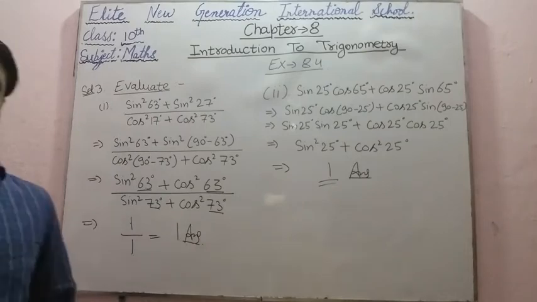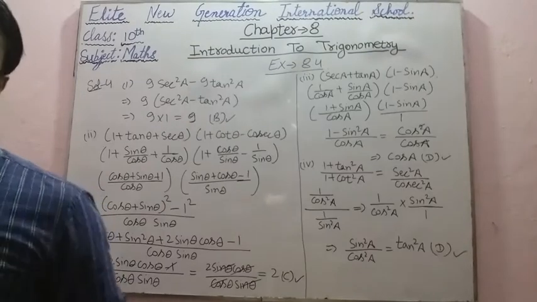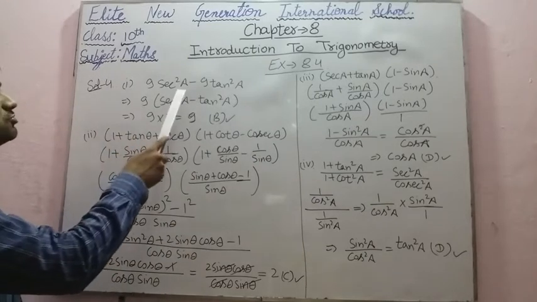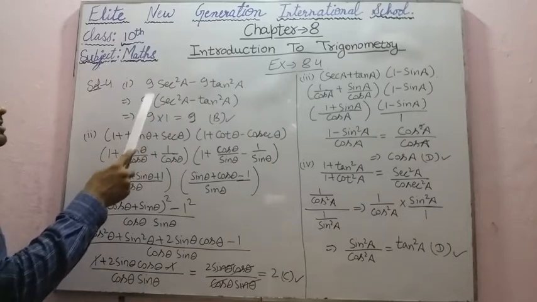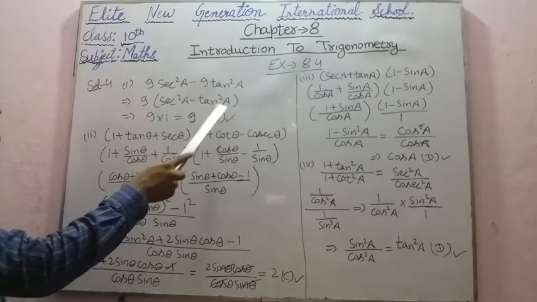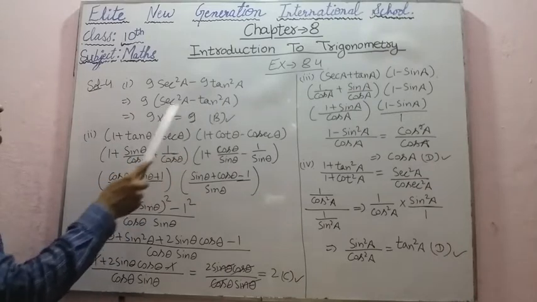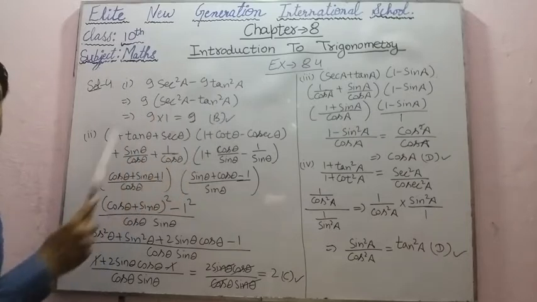So in the same way we can see the next question also. So after this, see question number 4. In question number 4, we have to choose the correct answer. So first part we have 9 sec square a minus 9 tan square a. So here we can take this 9 common, so it will be sec square a minus tan square a. So in this, the value of sec square a minus tan square a is 1. So 9 into 1 will be 9. So here option B is correct.